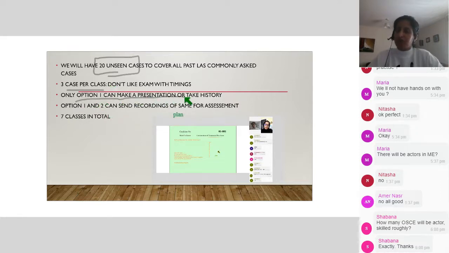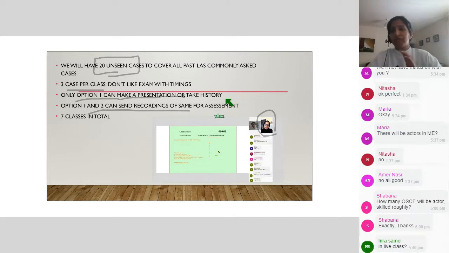Again, only option 1 students will be able to make a presentation or take a history. Option 2 students can send a recording of the same. Okay. So option 1 student, you can put on your webcam or whatever, and we will have a face to face interaction where you will be the candidate and your LDS tutor will be your patient. Okay. Now for OSCE guys, we are already full on option 1, but for unseen cases and ME, we still have not opened that slot of option 1, so we will surely open it in some time.